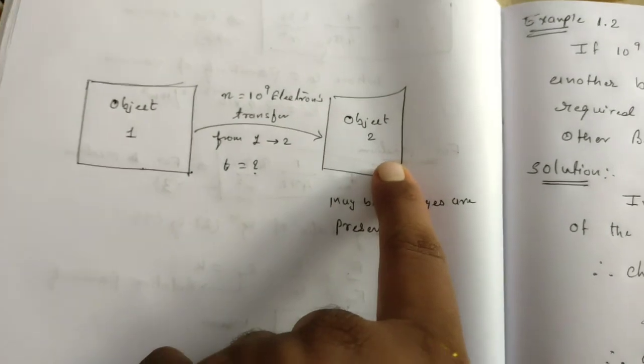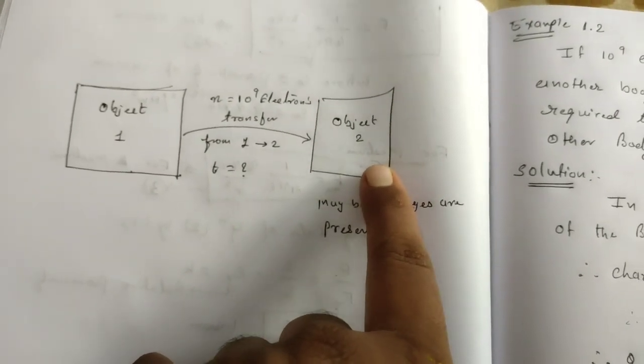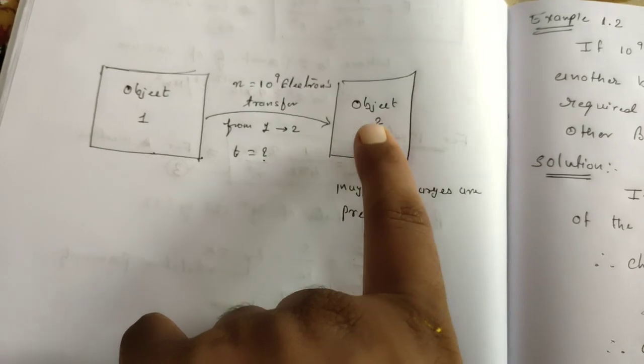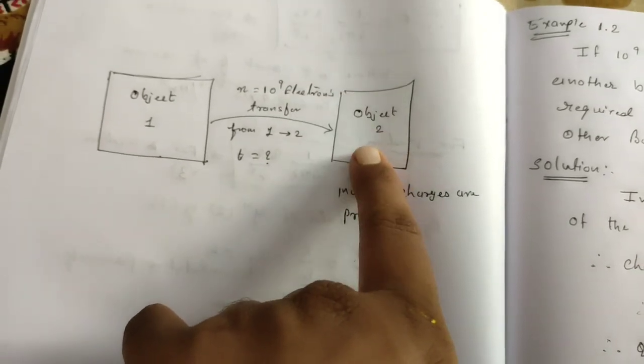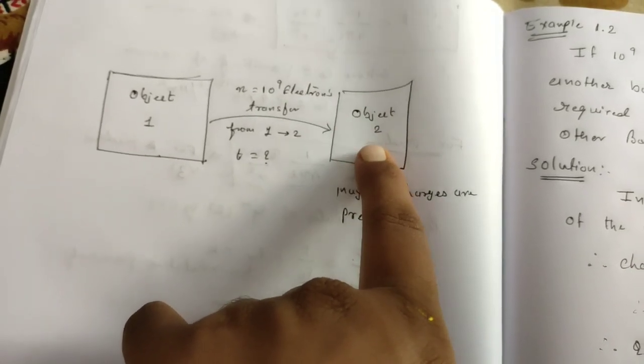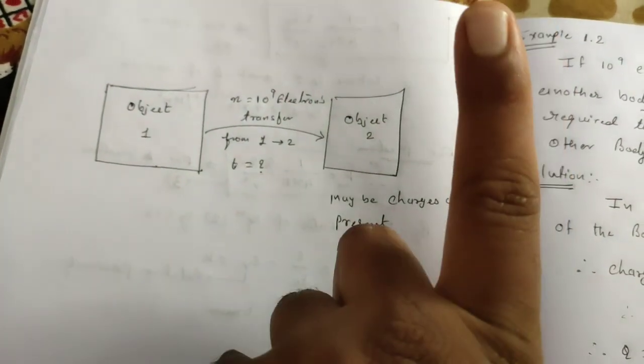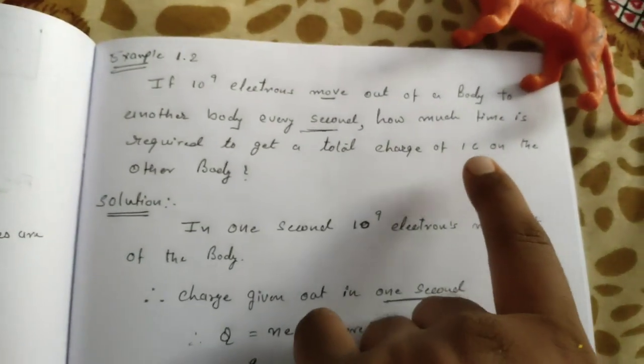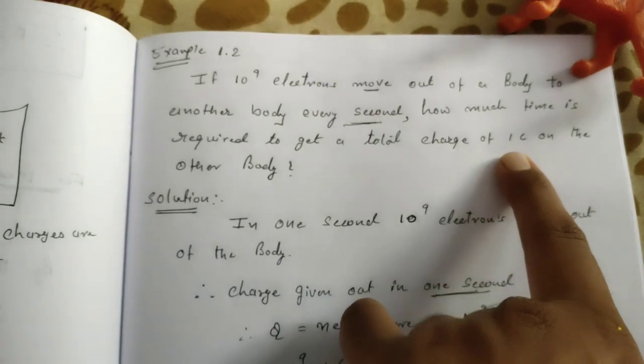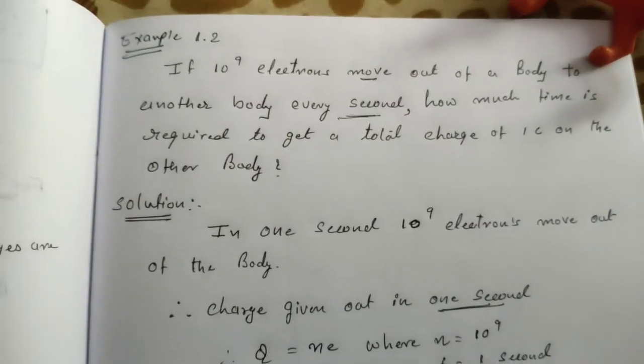Now over here maybe charges are present or not, that we don't know, but our question is: what is the time taken to complete the transfer process of 1 coulomb charge? You can also see that over here. Now let's begin the solution.